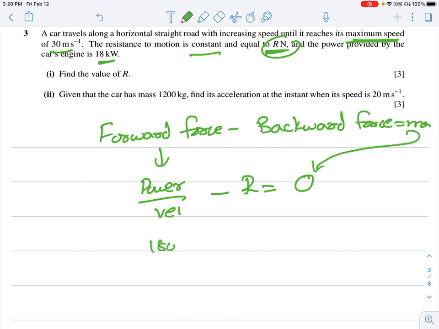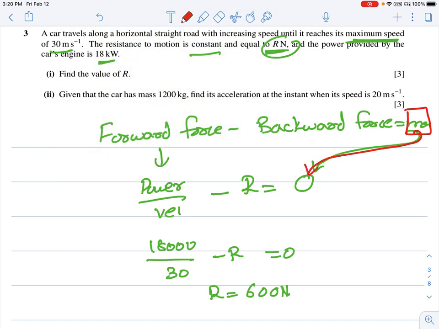So power, 18,000 divided by velocity, 30, minus R is equal to 0. From there, R is equal to 600 newtons. So once it is traveling with the maximum speed, it continues to maintain the maximum speed. In that case, there will be no acceleration. So therefore, I have considered acceleration as equal to 0.